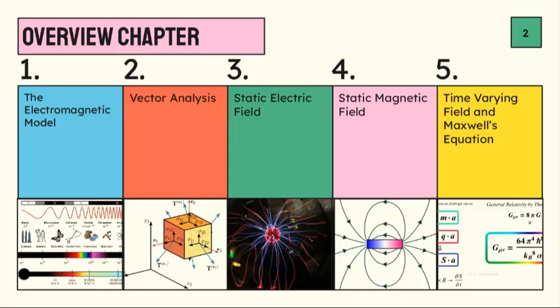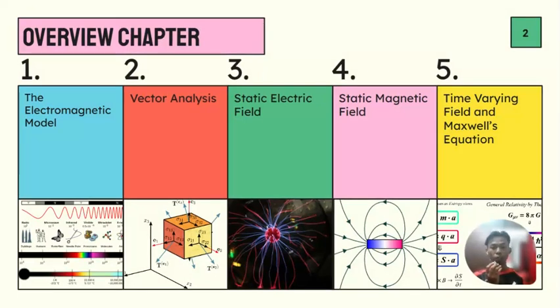In this presentation, I will be covering five main topics. First, we will explore the electromagnetic model, which introduces the fundamental nature of electromagnetic wave and their application. Then, we will move on to vector analysis, a mathematical tool that is essential for describing electric and magnetic field. After that, we will discuss static electric field, including key principles such as Coulomb's law and Gauss's law. The next chapter focuses on static magnetic fields, where we will examine laws governing magnetism, such as Biot-Savart's law and Ampere's circuital law. Finally, we will conclude with time-varying fields and Maxwell's equation, which describes how electric and magnetic fields interact dynamically.